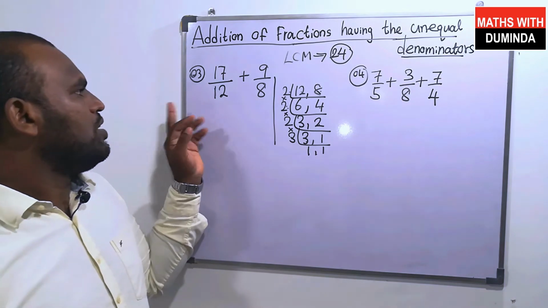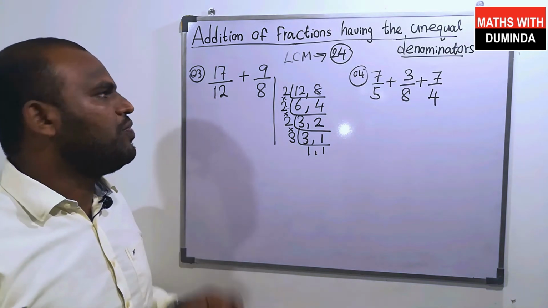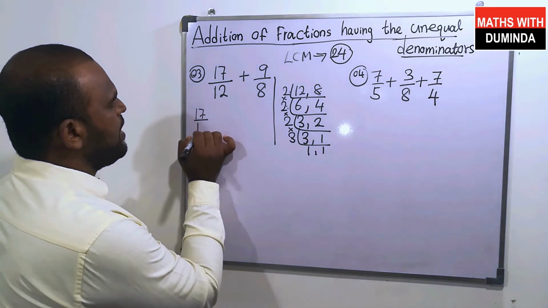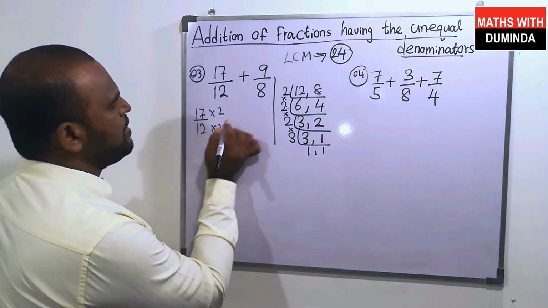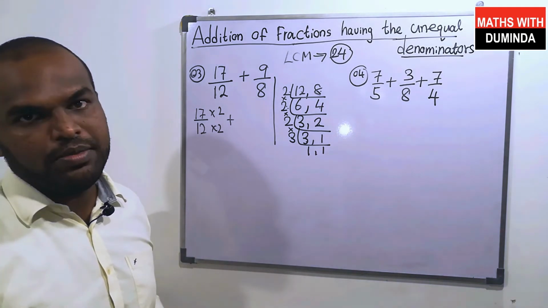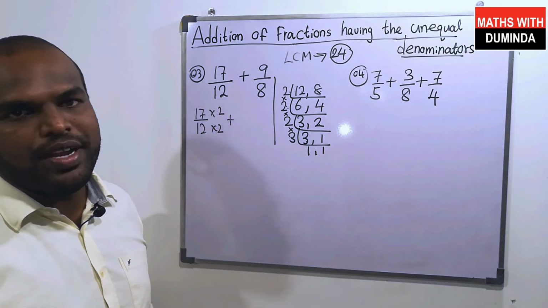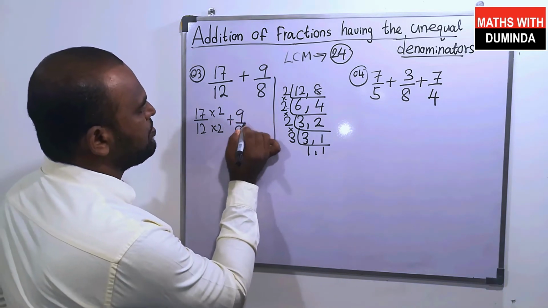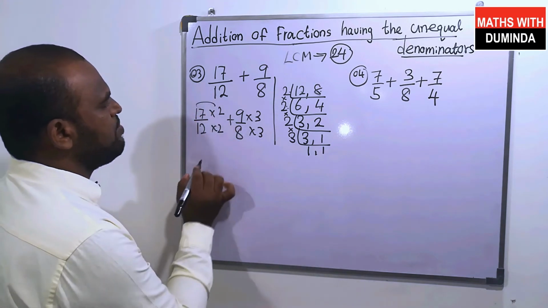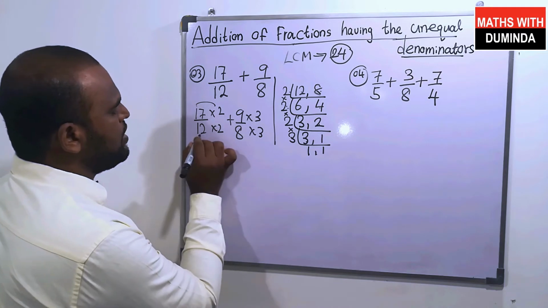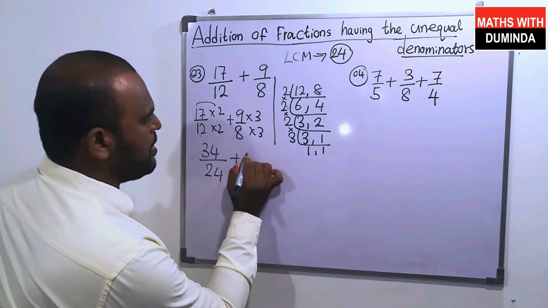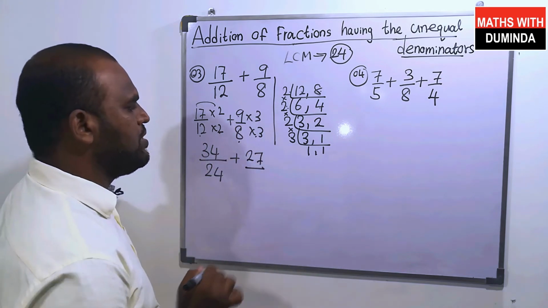So, to convert 12 to 24, we need to multiply by 2. Remember, both numerator and denominator, you need to multiply by 2 here. For the second one, to convert 8 into 24, we need to multiply by 3, both numerator and denominator. Let's do it. Here, 17 multiplied by 2 is 34, and 12 multiplied by 2 is 24. And here, 9 multiplied by 3 is 27, and 8 multiplied by 3 is 24.